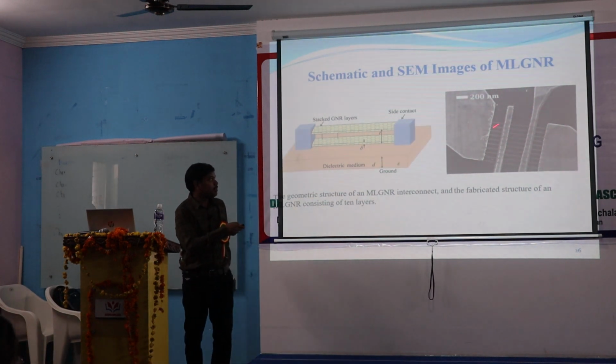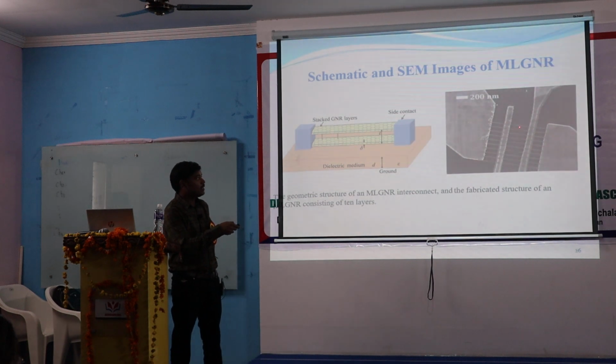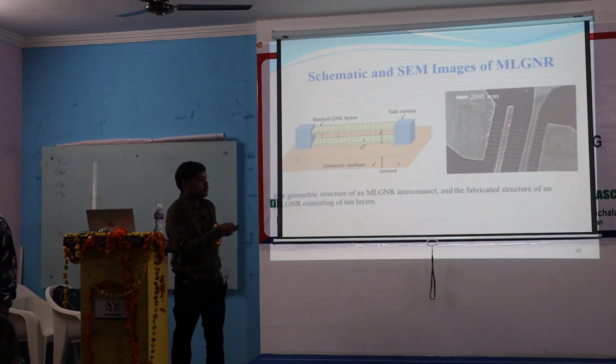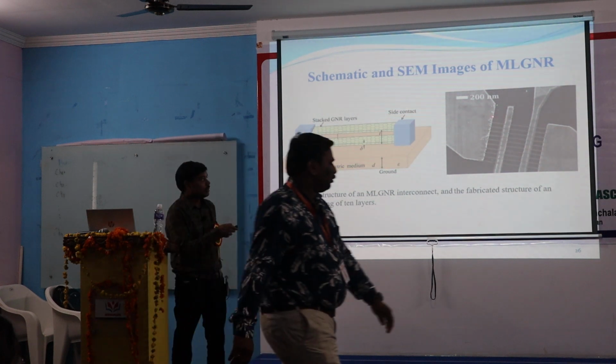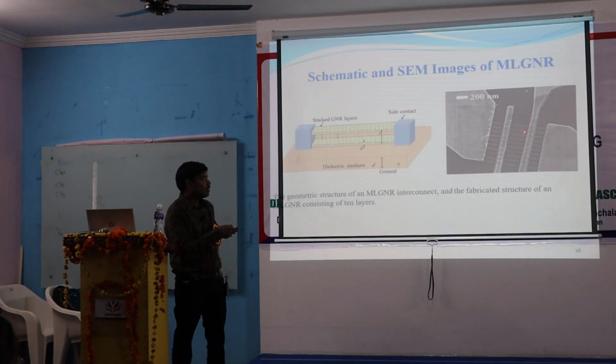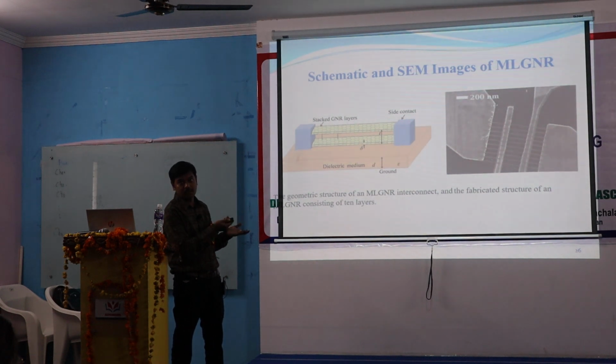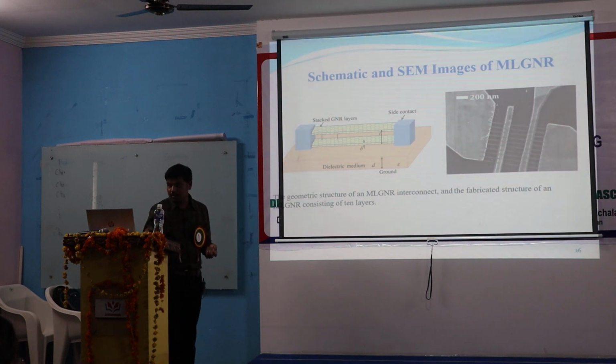The SEM image I placed here. So all these are GNR layers. And for what purpose did I place them here? Because they are acting as interconnect now. So these GNR layers are acting as interconnect.